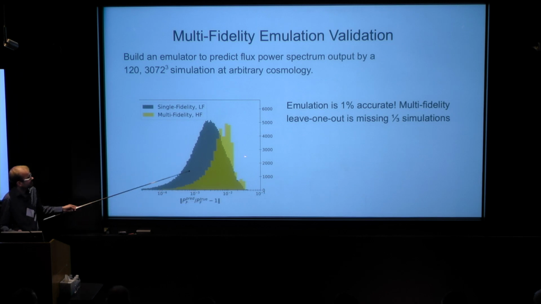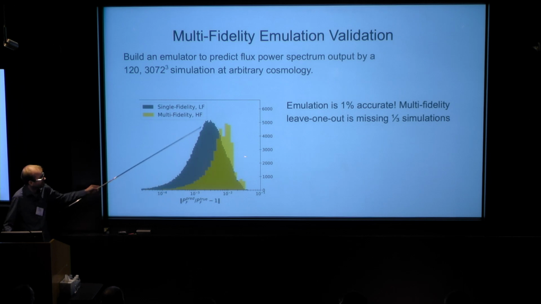We've taken our simulation suite. We've built an emulator leaving out one of the cosmological simulations. There are 3 high-resolution simulations. So this is an emulator built with about 2/3 of the data we actually have available. So this is a very conservative estimate of the emulator error because the real emulator is built with all 3. And you can see that it's about 1 to 2% accurate in practice.